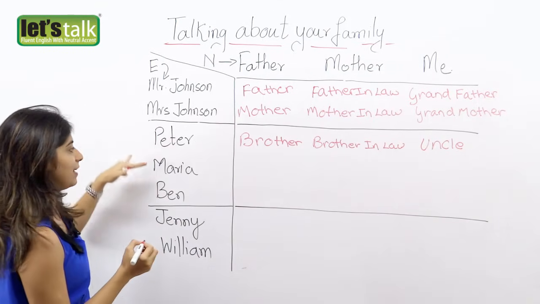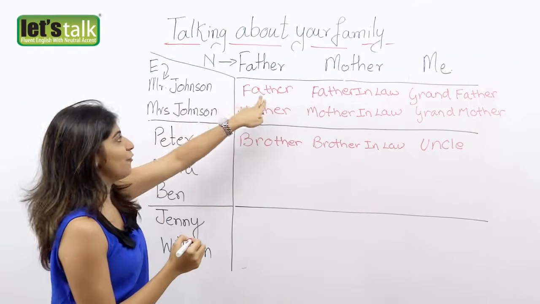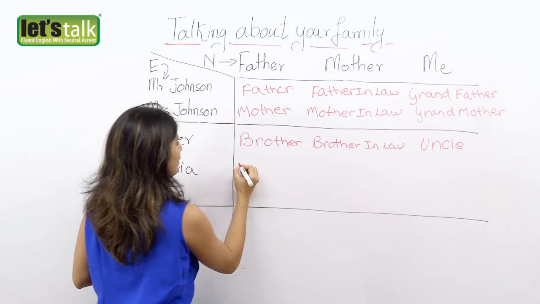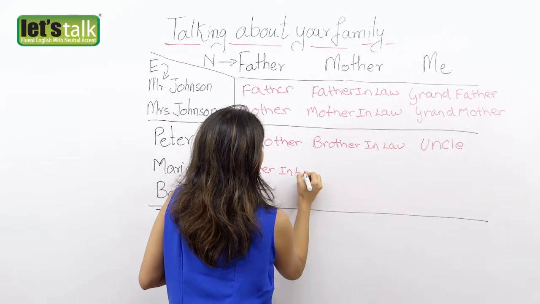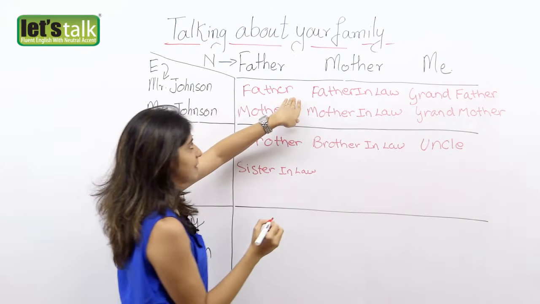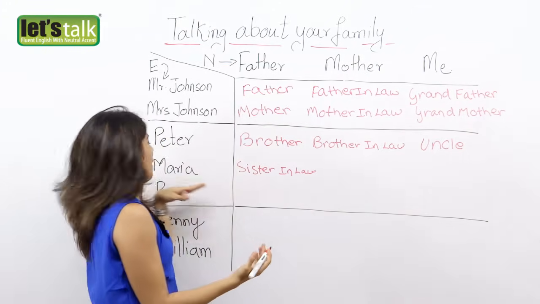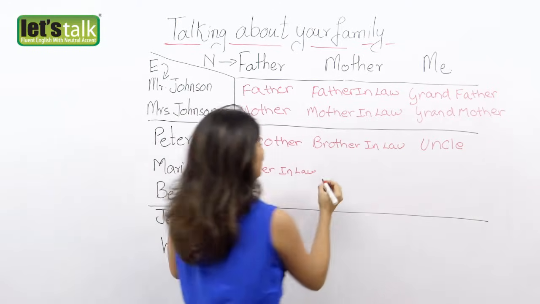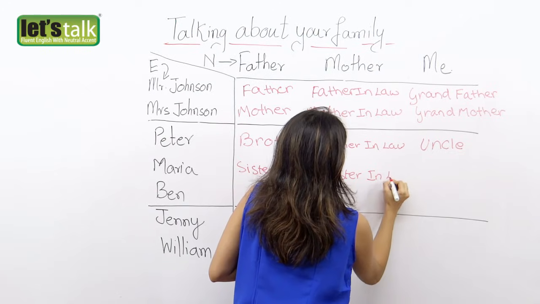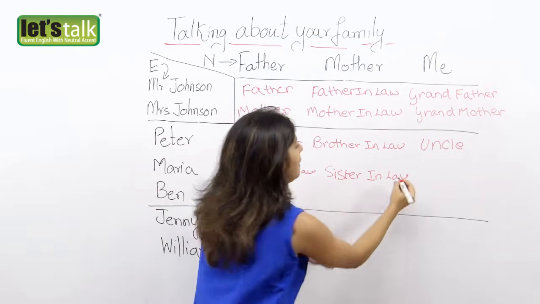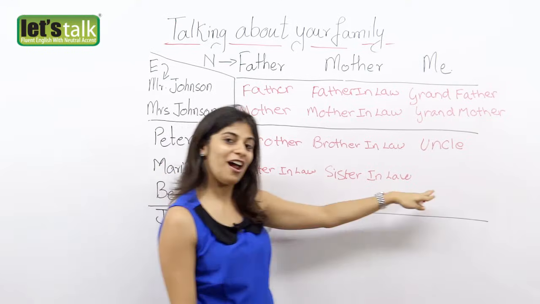Maria. Now, Peter is married to Maria. Maria would be your father's sister-in-law. As well as your father, of course, being married to your mother, for your mother also, Maria would be her sister-in-law. And for you and for your siblings, Maria would be your aunt.